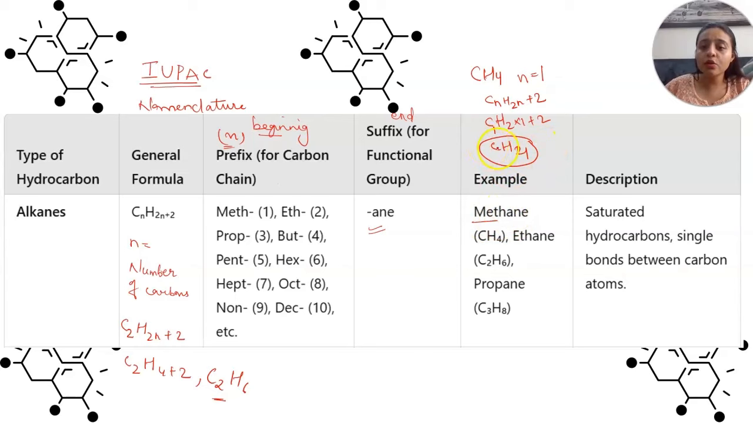Meth because there is only one carbon atom, and ane because it is an alkane. So we will say it as methane. Likewise for ethane, C2H6. You can see in the general formula that we double the hydrogen and add 2 more. Alkanes form single bonds only, so they are considered saturated hydrocarbons. Single bonds between carbon atoms like this.